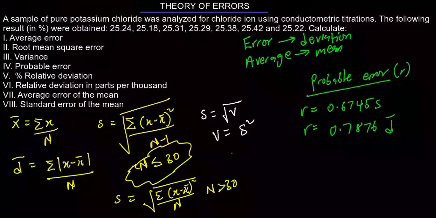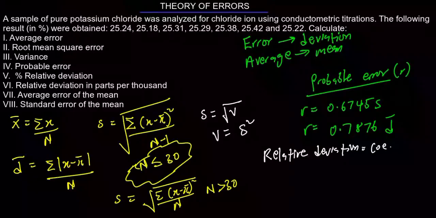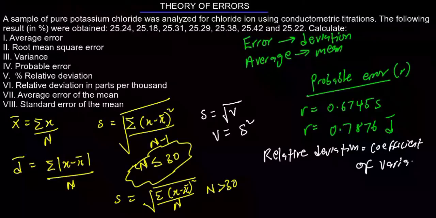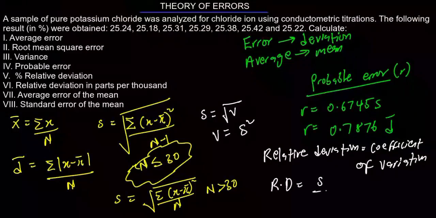So that's probable error. Next, what is percentage relative deviation? Another word for relative deviation is coefficient of variation. And what's the formula for relative deviation? It is the standard deviation all over the mean. Relative deviation is the standard deviation all over the mean.